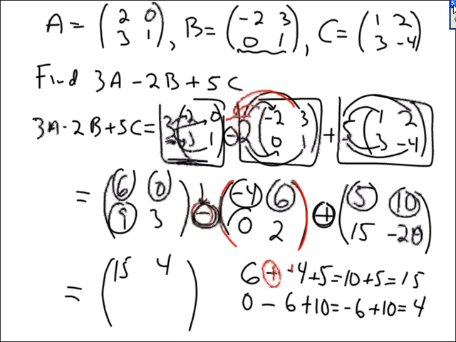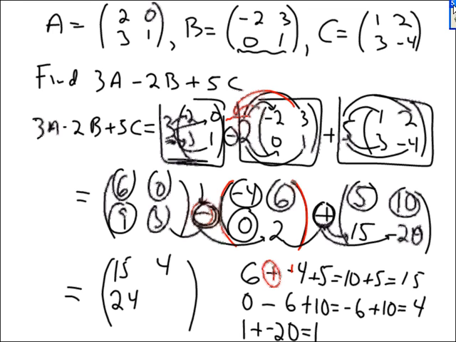9 take away 0 is 9. Add 15, you get 24. 3, take away 2, that's 1. Add negative 20. 1 plus negative 20, that's the same as 1 minus 20.